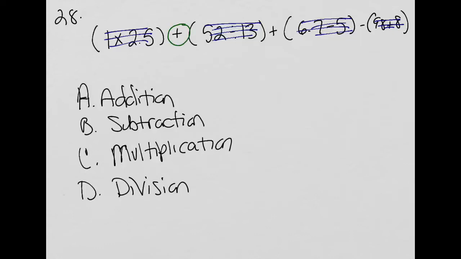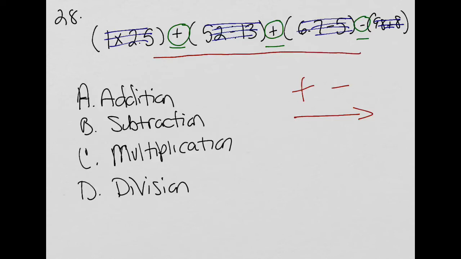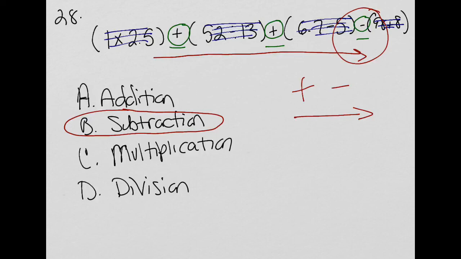what operations are coming between all of these, because it would dictate the order that I would have to solve them. So I have addition, and subtraction. So knowing that addition and subtraction are on the same level, I have to then solve from left to right. So I would solve addition, and the last operation would end up being that subtraction here at the end. So the correct answer to this problem would be B. Subtraction would be the last operation to solve this expression.